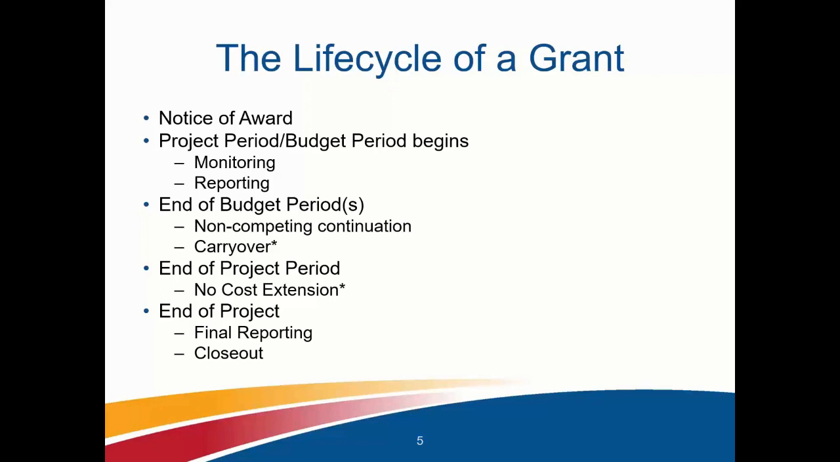There are many things that may happen during the project period that may require an amendment. We'll talk more about amendments in this presentation, and there is a ton of information and resources available to you. Number one being, be in contact with your project officer. At the end of the project, there is a final report that is due. There are final fiscal reporting things that you have to do, and then we're also closing out your grant. So this is, like I said, a very simplistic 30,000-foot view of the life cycle of a grant.